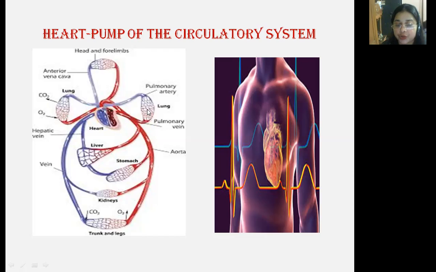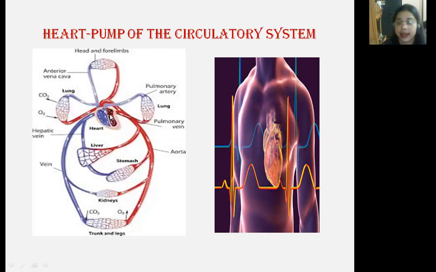Whenever the pulmonary artery is bringing blood to the lungs, it is deoxygenated blood. Other than this, all arteries are bringing oxygenated blood from the heart and propelling it to various organs. And on this side, the blue-marked veins all bring deoxygenated blood from various organs of the body and drain into the heart, except the lungs. Pulmonary veins are bringing oxygenated blood to the heart.